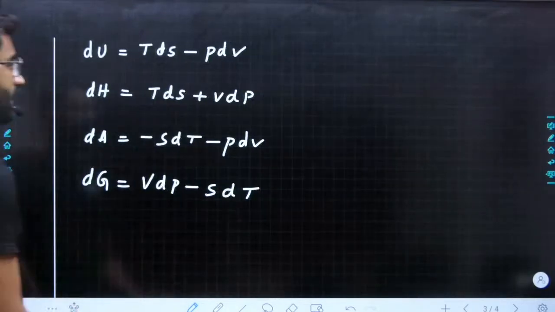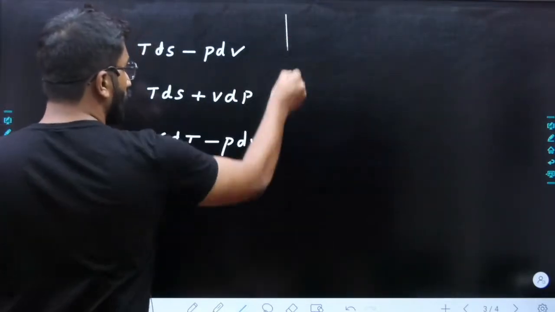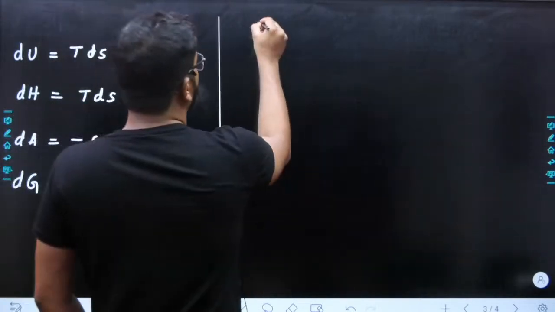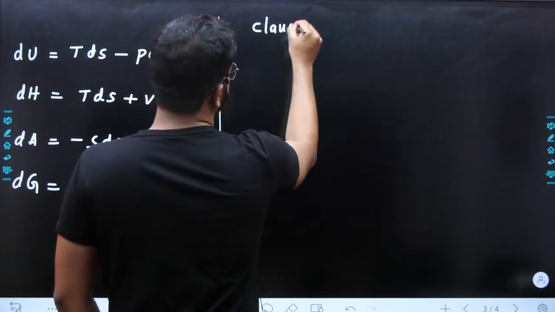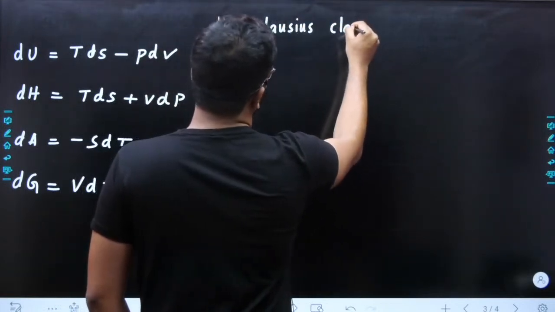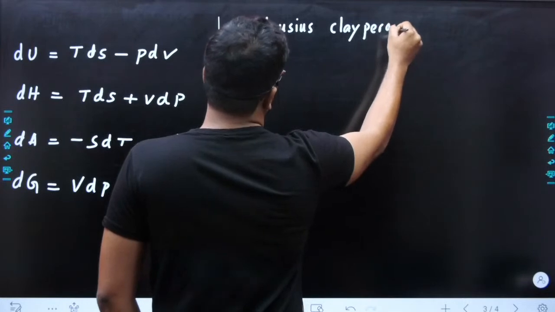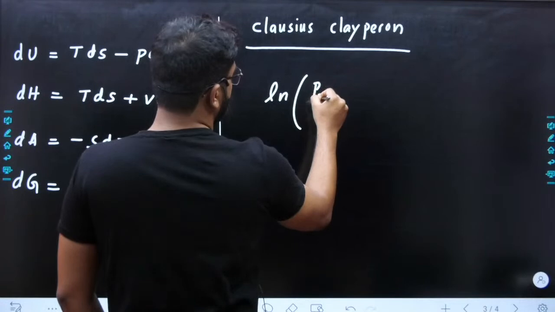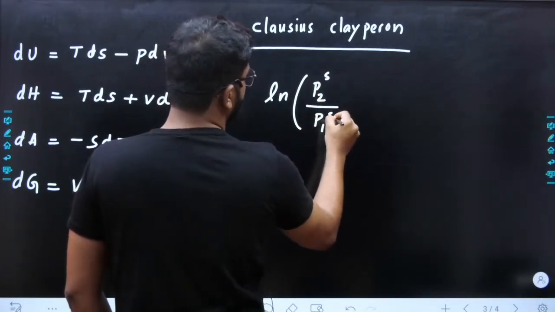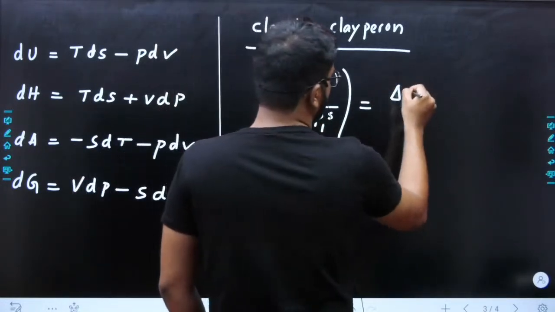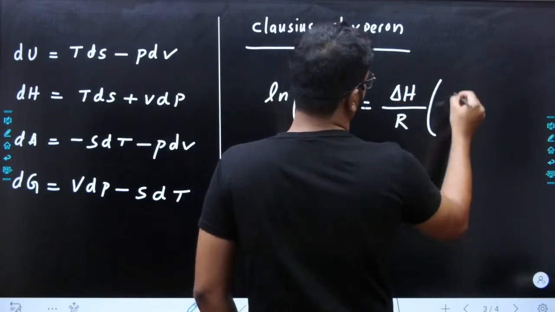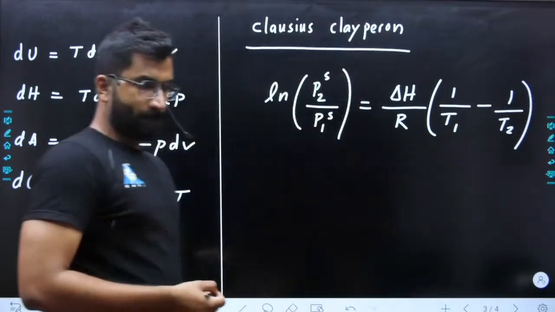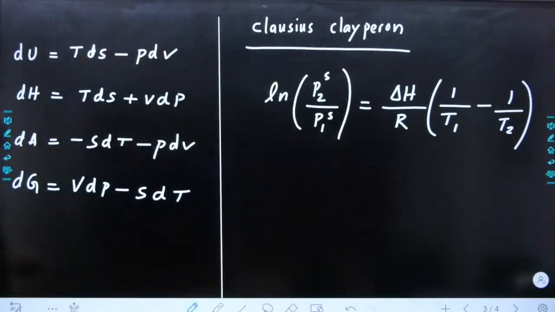Once Maxwell relations are done in thermo 2, directly you should remember what? Your Clausius-Clapeyron equation. So based on Clausius-Clapeyron, they can ask you question. What is the Clausius-Clapeyron equation? That is this year GATE also they have asked a question. ln P2S divided by P1S is equal to delta H by R into 1 by T1 minus 1 by T2. Okay, so this is the equation.